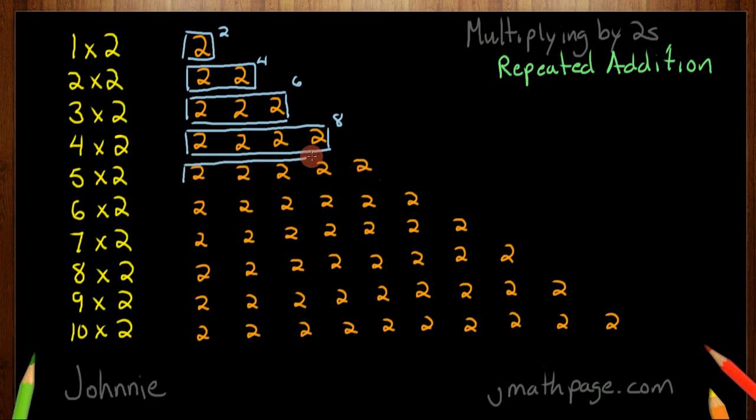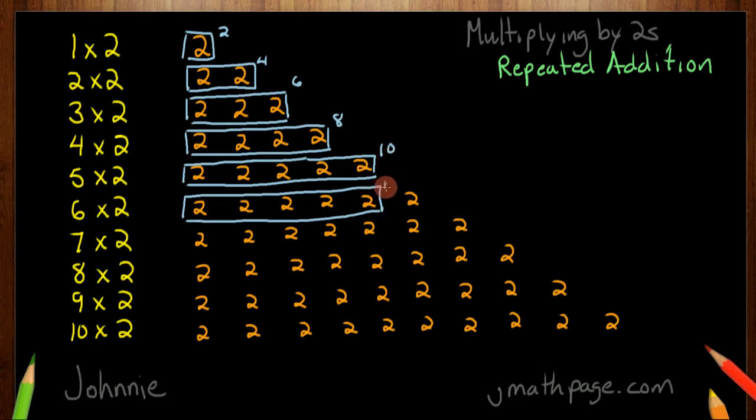Okay, that's all good. But you know what? This is starting to get to be too much work. I know that five 2's is 10. Now, one thing I do notice though is that I'm adding just a 2 every single time, and so maybe I don't need to count so much. So let's look at 6 times 2. I see that I have five 2's here, and I know that that makes 10, and I have one more 2 over here. So I know that 6 times 2 is 10 and 2 more. So the total for this is going to be 12.